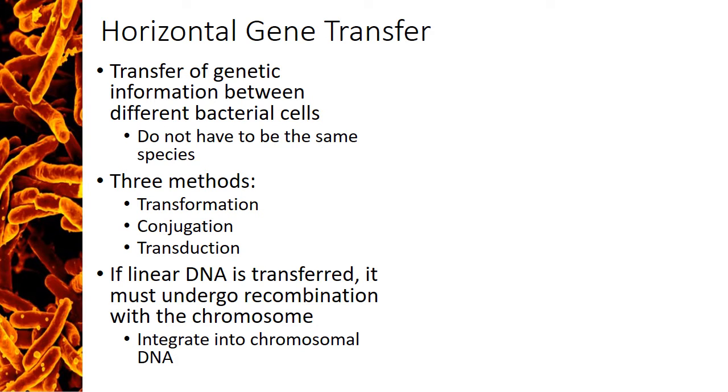Horizontal gene transfer is defined as the transfer of genetic material between different bacterial cells. This is different than vertical transmission, which is when genetics are passed from one generation to the next, such as to daughter cells during binary fission. Instead, horizontal transfer is the transfer between cells that were not related, and in fact are sometimes not even the same species. Horizontal gene transfer is another way that asexual bacteria can increase their genetic diversity by sharing genetics with each other. There are three main methods of horizontal gene transfer that we're going to look at.